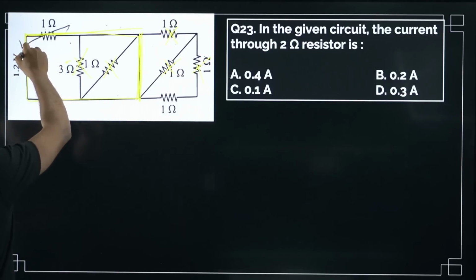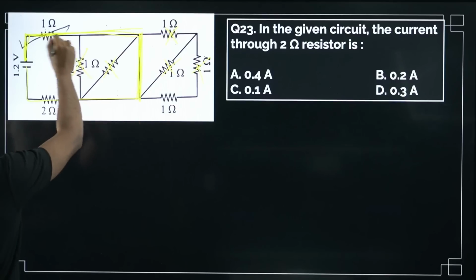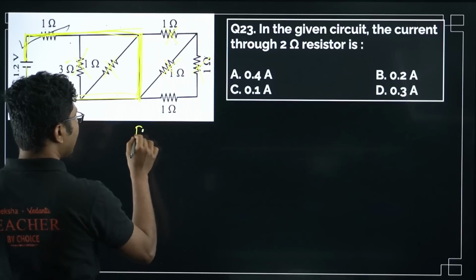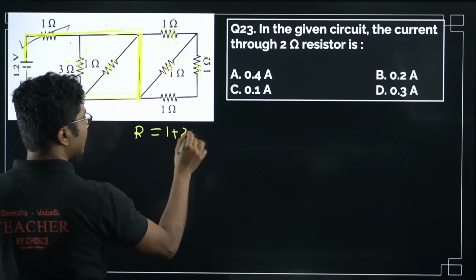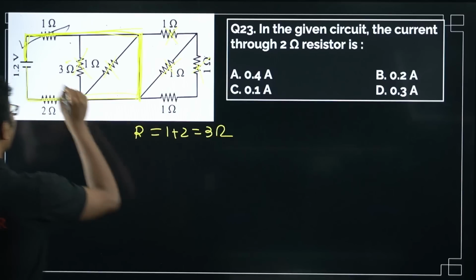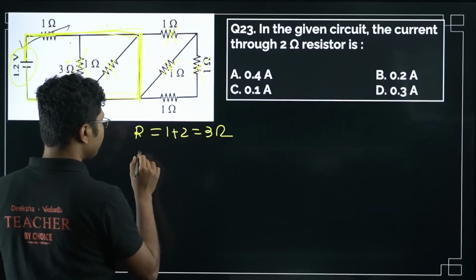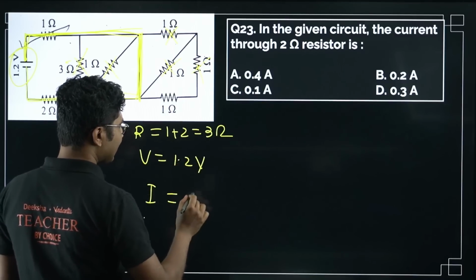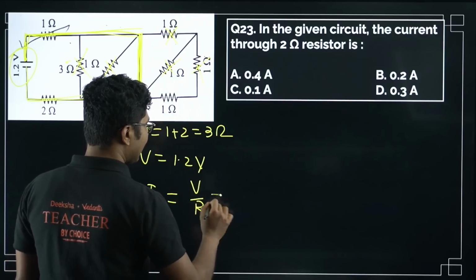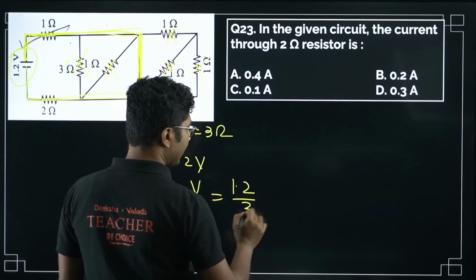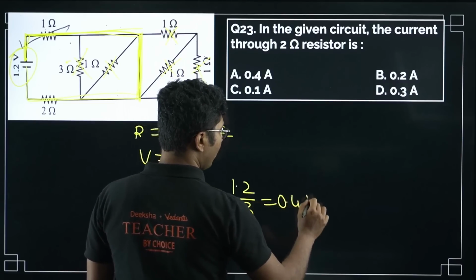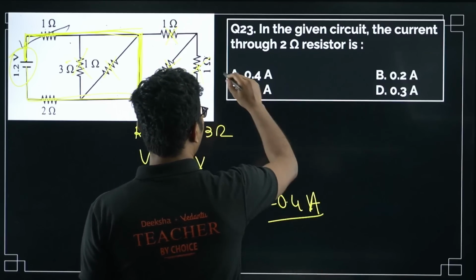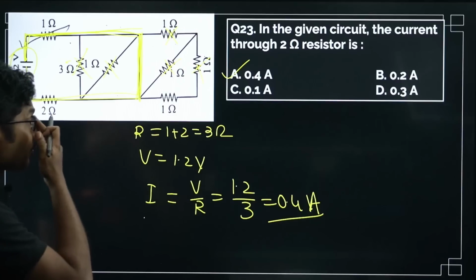So this is the easiest path. Now what is the total resistance of this path? Total resistance is 1 ohm plus 2 ohm, that is 3 ohm, and the applied voltage is 1.2 volt. So what is the current in the circuit? Current in the circuit is V by R, that is 1.2 divided by 3, that is 0.4 ampere. The correct answer will be option A.